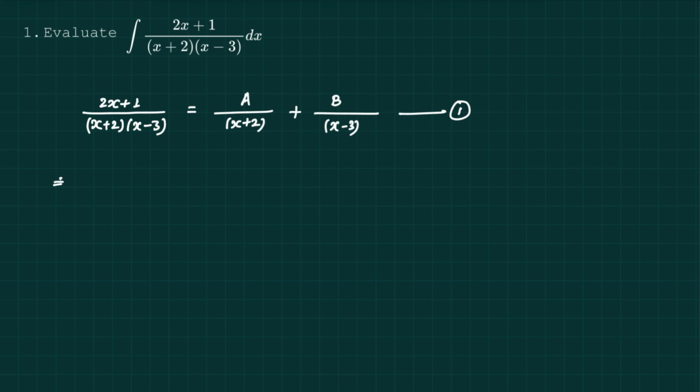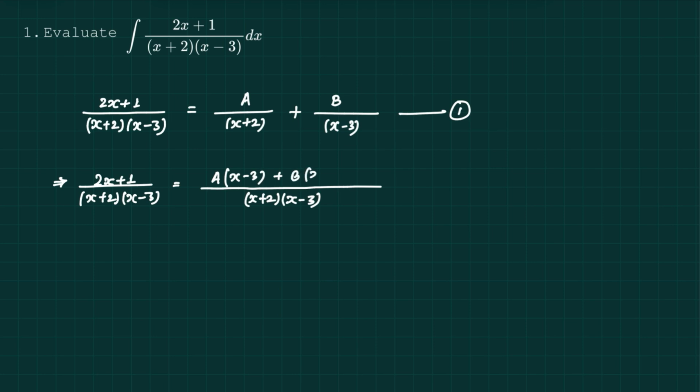Here, if we take the LCM of these two denominators, then we will have (x + 2)(x - 3), and on top we will have A times (x - 3) plus B times (x + 2). Since the denominators are the same, the numerators should also be equal. So this implies 2x + 1 equals A(x - 3) + B(x + 2). Or you can think the denominator has been cancelled.